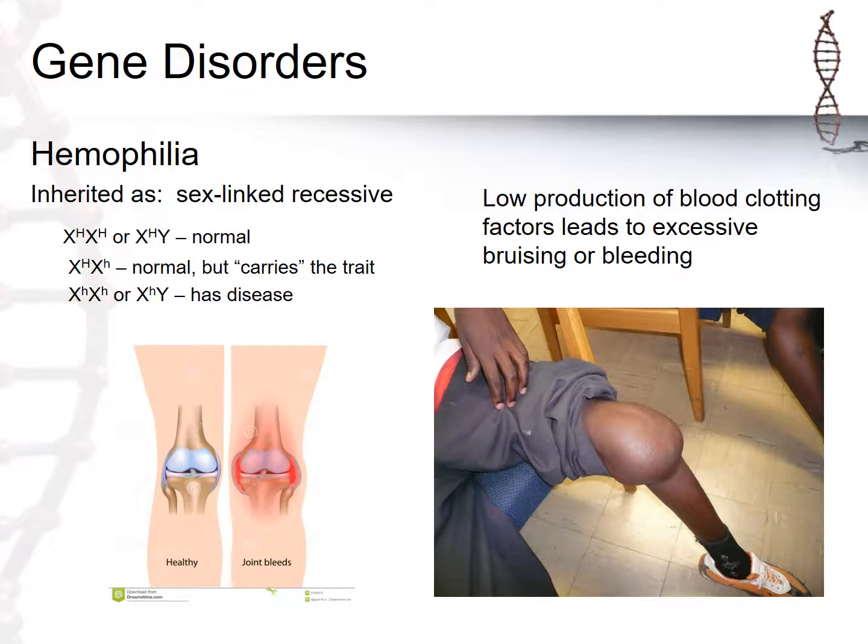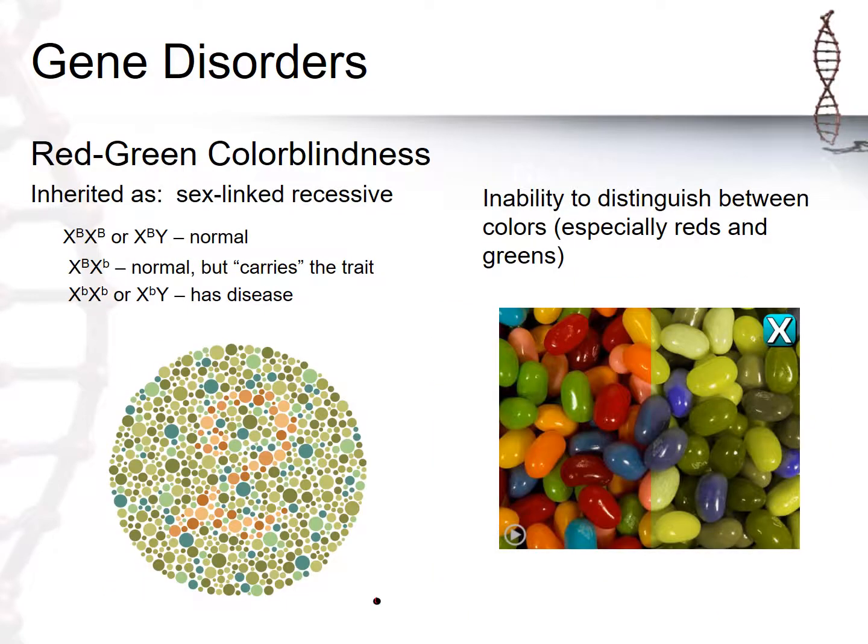Hemophilia. This is a sex-linked recessive disorder. Hemophilia means you don't make enough of the clotting factors needed for your blood to clot correctly. It leads to excessive bruising and bleeding, especially around your joints. This is most often seen in males, though we're starting to see it in females for the first time in the past 50 years, because it used to lead to death before that.